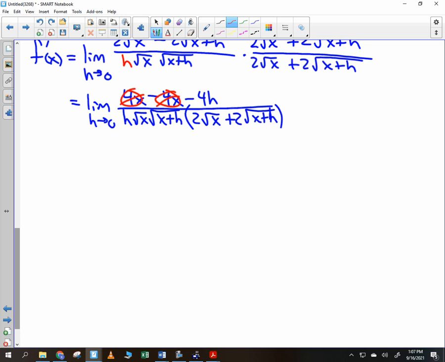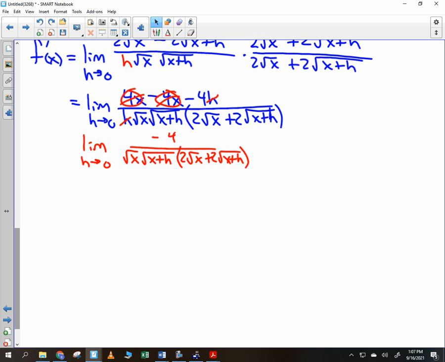The 4x's cancel. The h cancels, leaving you with what in the numerator? So the limit as h goes to 0 of negative 4 over root of x times root of x plus h, parentheses 2 roots of x plus 2 roots of x plus h. What can I finally do? Plug in 0 for h.